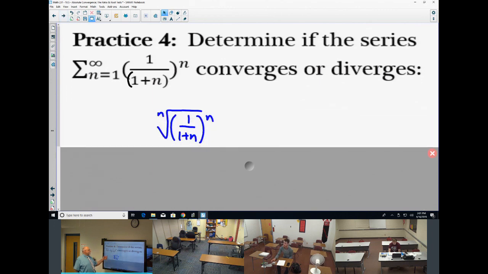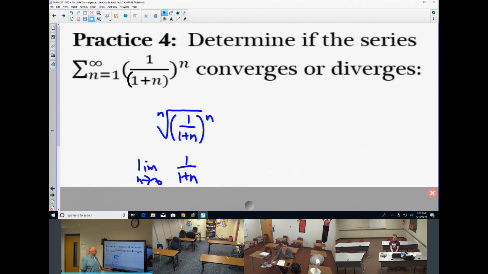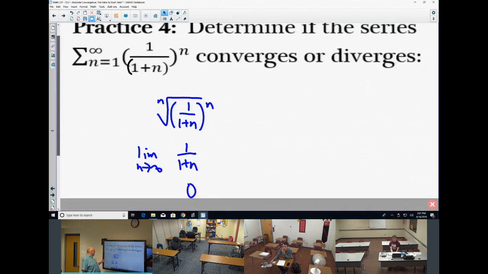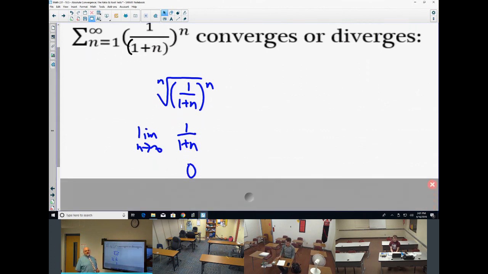So if you do the nth root test, you take the nth root of the whole thing. Well, then that's going to undo this n right here. And so then you just imagine taking this limit. So if you do that limit, what would you get? 1 over infinity. Which is? 0. So if your rho is 0, then what does that mean?